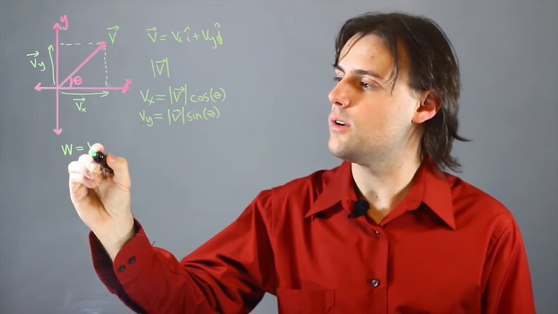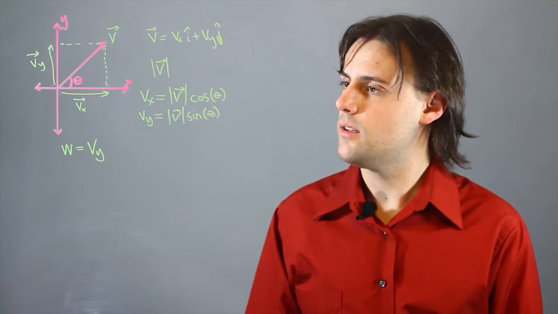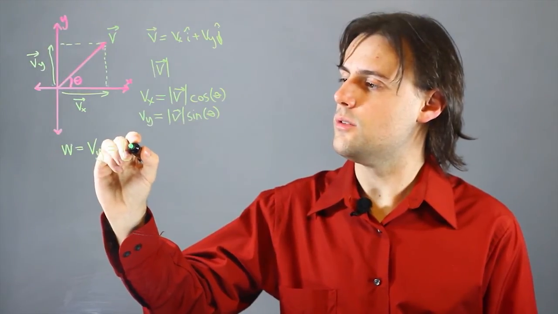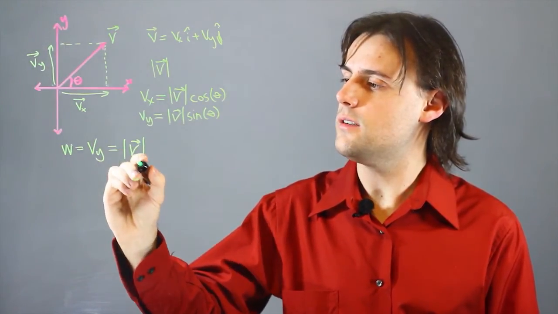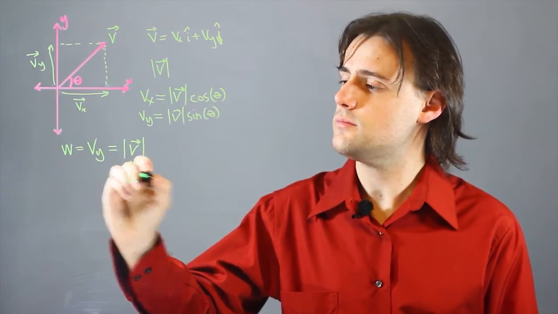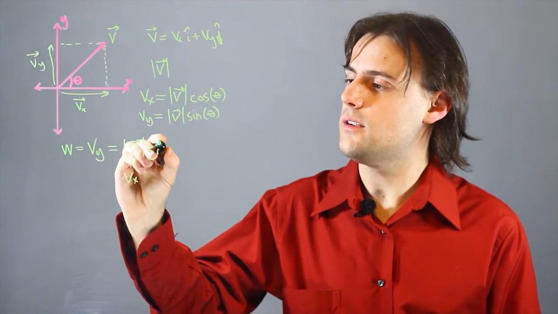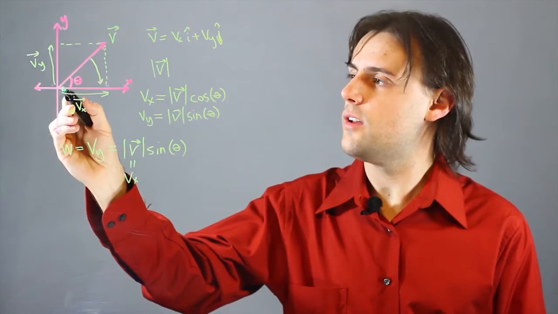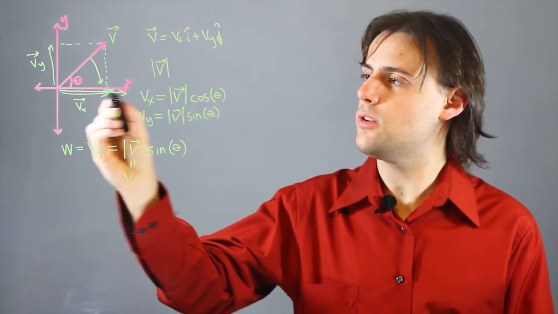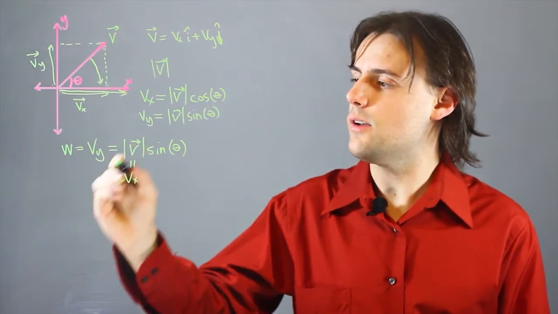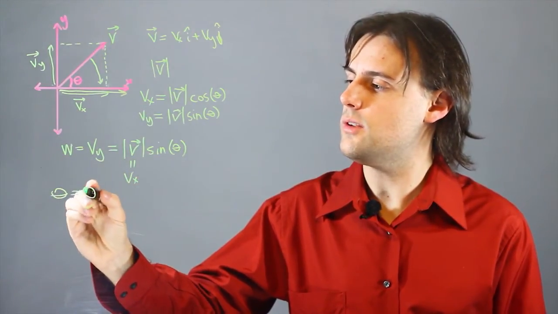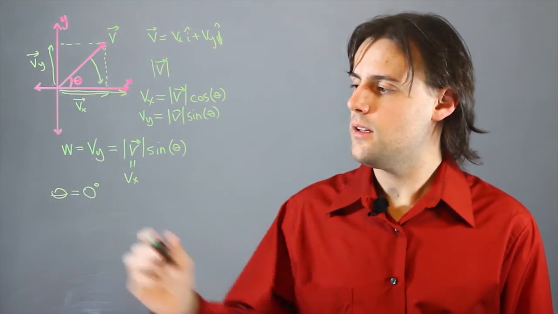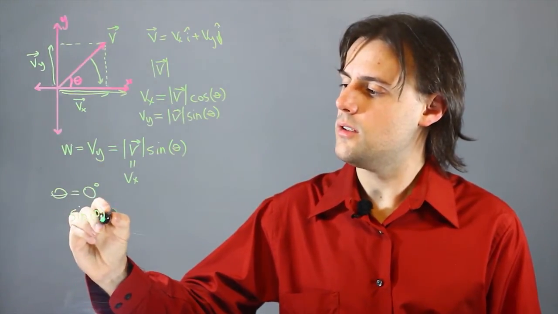So the W is going to actually be Vy, and this is simply going to be the magnitude of V, which in this case is Vx, times sine of the angle theta. But you'll notice that if my vector lies purely along the x-axis, that the angle theta is going to be equal to 0, 0 degrees, or alternatively 0 radians. Sine of 0 is equal to 0.